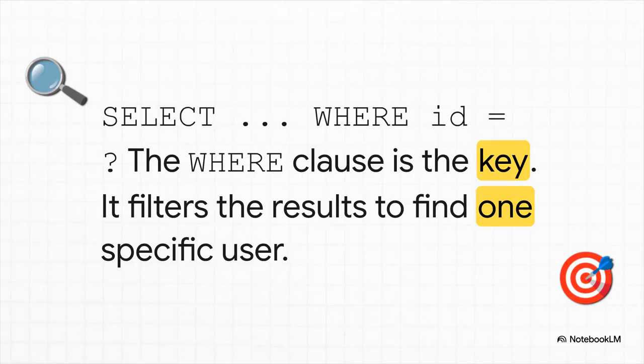So, to find just one user, our query looks like this. The select part says which columns we want, but the key part is that where clause at the end. We're telling the database, I only want the user where the ID is this specific number. This is going to return, at most, one single row.